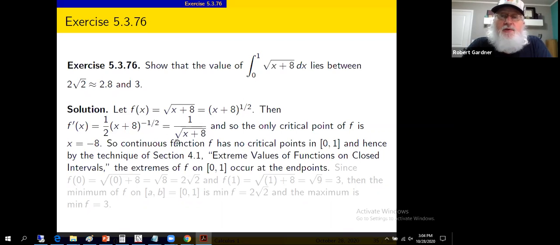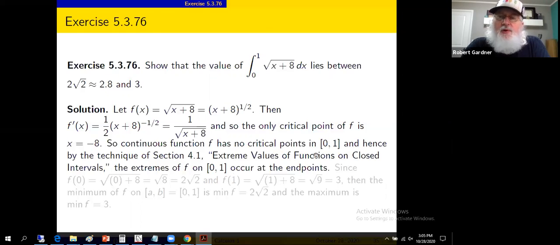Actually, I've dropped a 2 here, it looks like. Another typo, dropped a 2 here from this. We get 1 over 2 times the square root of x plus 8. But nonetheless, there's no critical points except -8. We've got a continuous function on the interval 0, 1. The only critical point is -8, and that's not in this interval 0, 1. So the function must have its max and min at the endpoints. Remember, extreme values for functions on closed intervals, check the endpoints and the critical points in that interval.